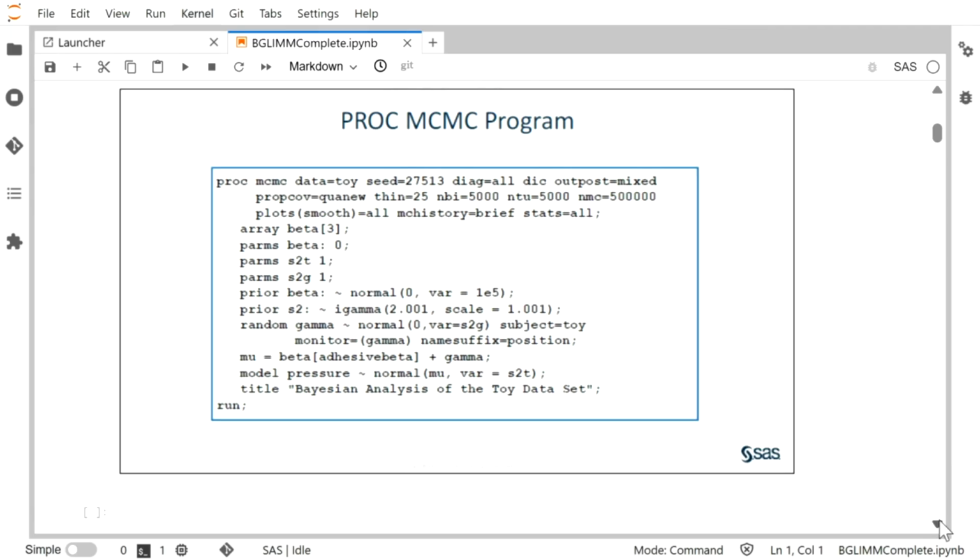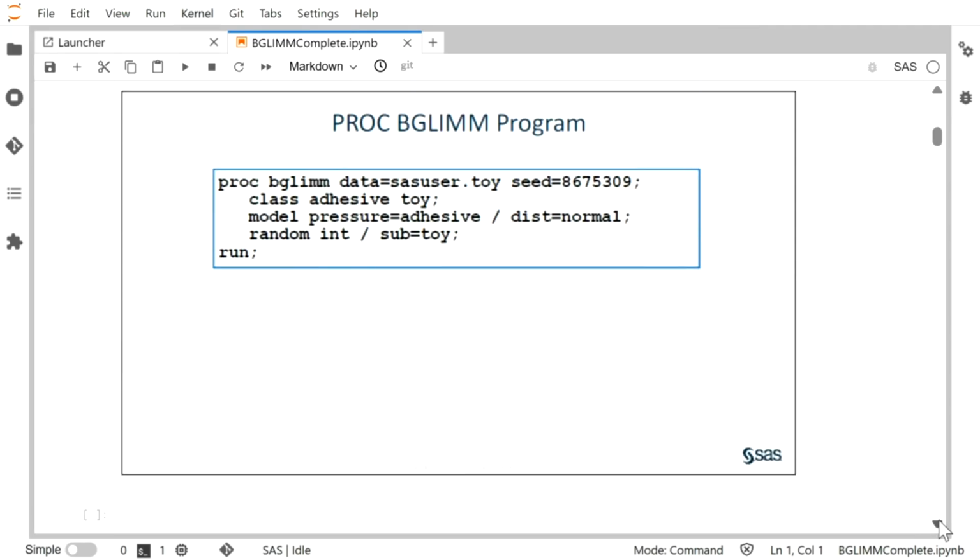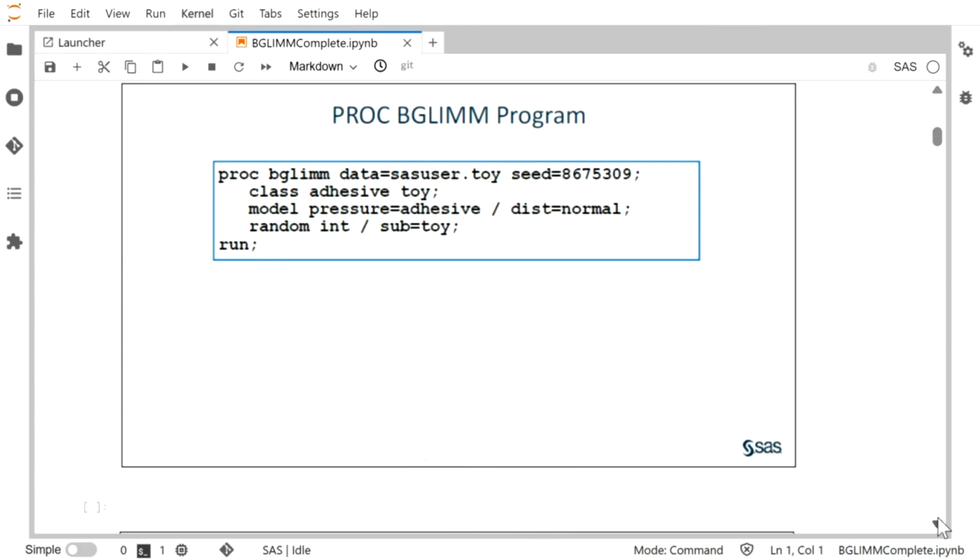Check this out. That, everybody, is that mixed model written in BGLIMM. Now I want you to look at that very carefully. Is that pretty much the exact same structural code that you just saw in our PROC MIXED? Yes, it totally is. By the way, do not get over concerned that in PROC MIXED I said random toy, and here I said random int subject equals toy.